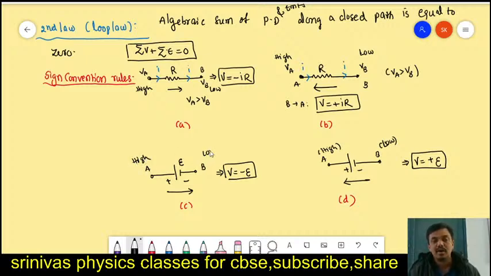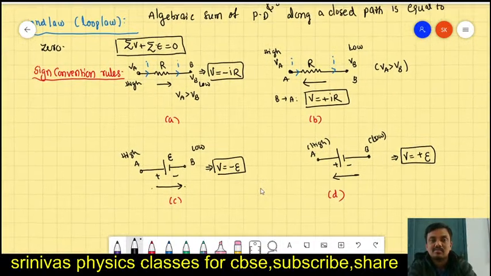When you go from high to low, this is how I know high and low: this positive is the high potential, negative is the low potential. High to low means the potential difference is final minus initial. This is initial, this is final, right? Low minus high gives negative. Okay, it was very simple. You can remember it in any way.